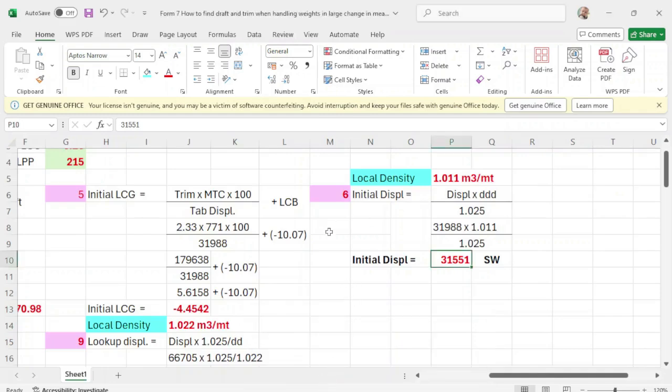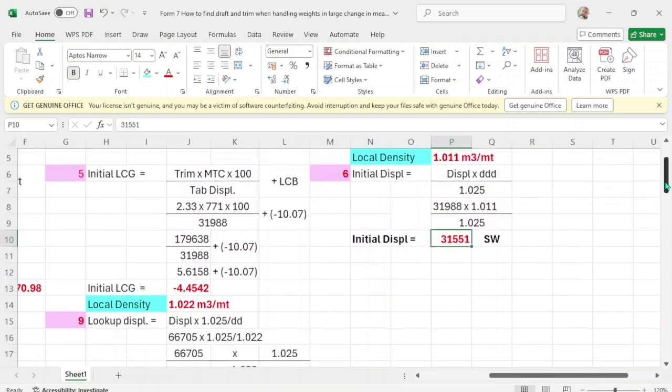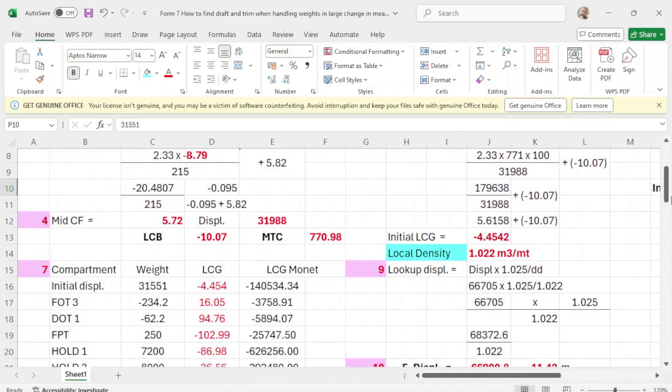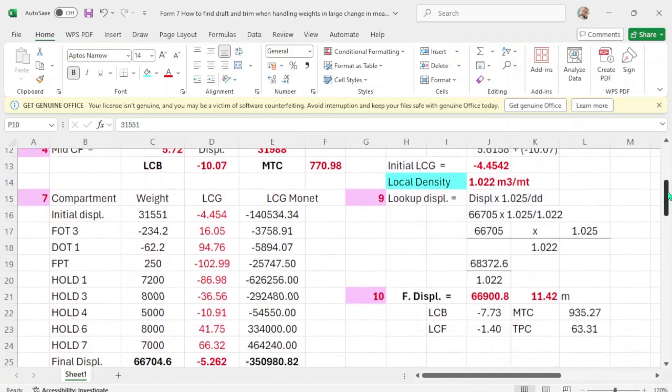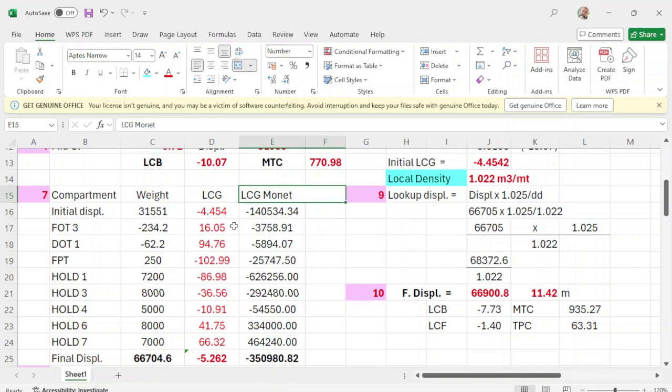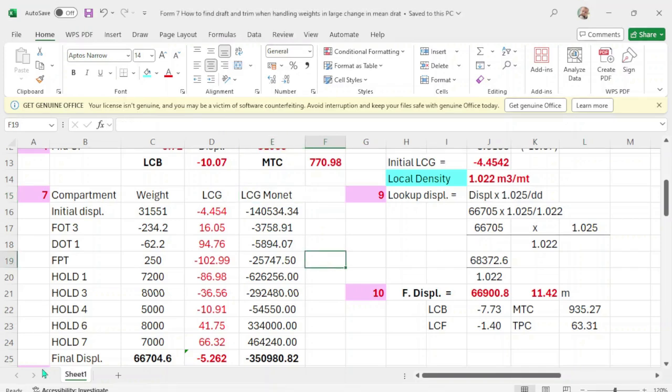Okay, number 6 is 31551. Then we go to number 7. Number 7 is putting all these compartments, the weight, LCG, and LCG moment. We put it this way, like this. That is the LCG moment.